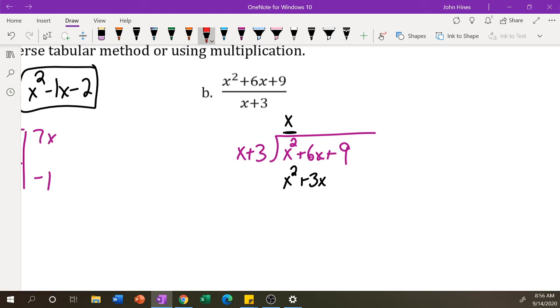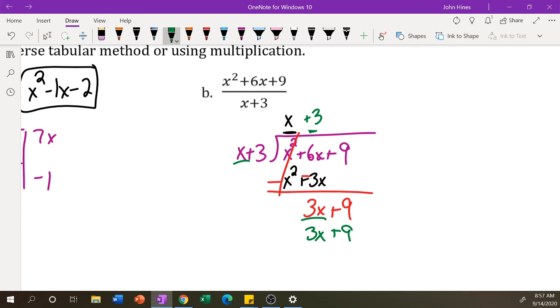Now I'm going to change my signs to subtract, negative, negative, goodbye, and I'm left with 3x plus 9, and we start again. That doesn't really look like a 3. We'll try that again. That's much better. We try again, and we ask ourselves, what times x is 3x? What times x gives me 3x? Well, that's 3. 3 times x is 3x. 3 times 3 is 9.